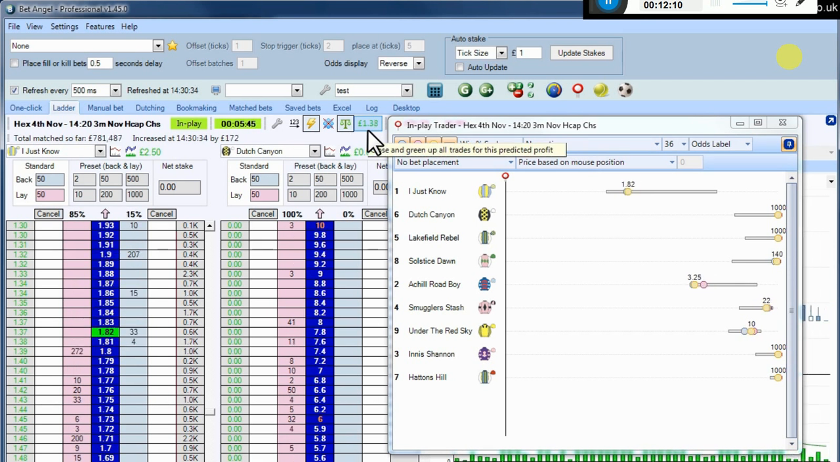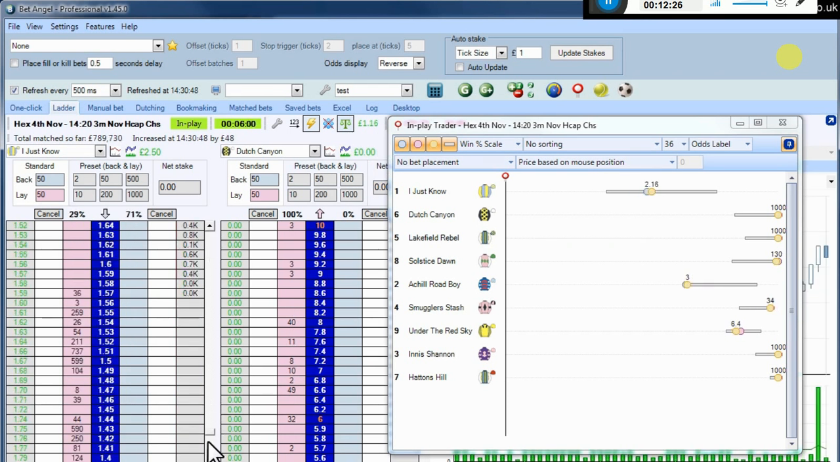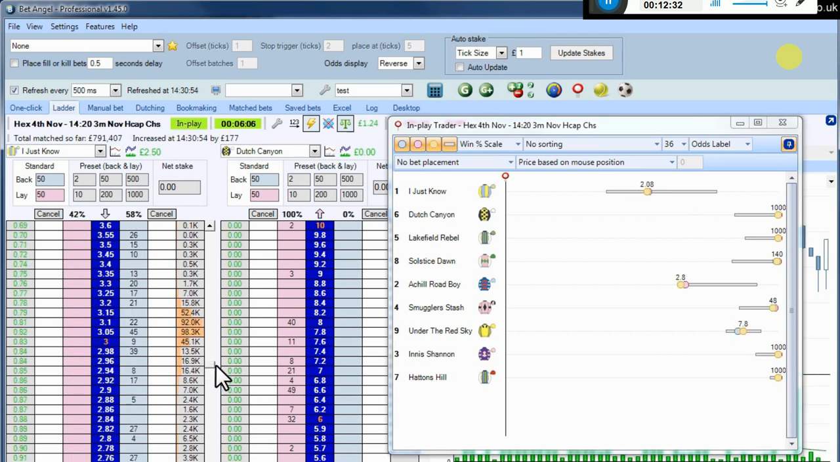Now it's useful to watch because this is a 3-mile novice handicap chase. So it's a long race, this one. So there's no rush to cash out. But it just gives you an idea of using the system I've mentioned on some of the other videos. That if you allow the race to go in play, if the favourite wins, you actually win more than you would have done scalping. And it really is a great position to be in.